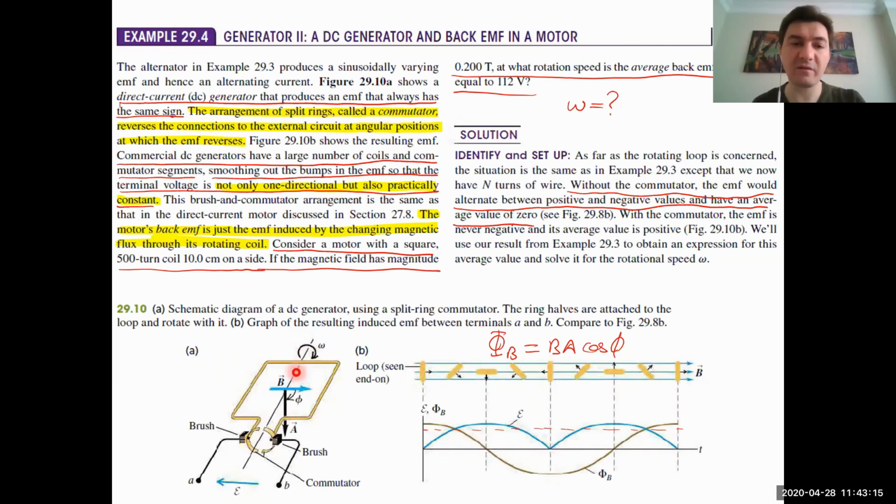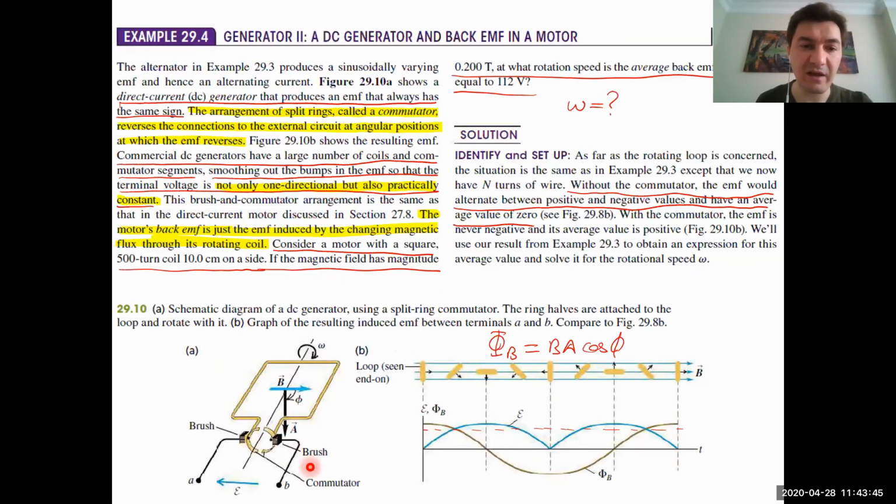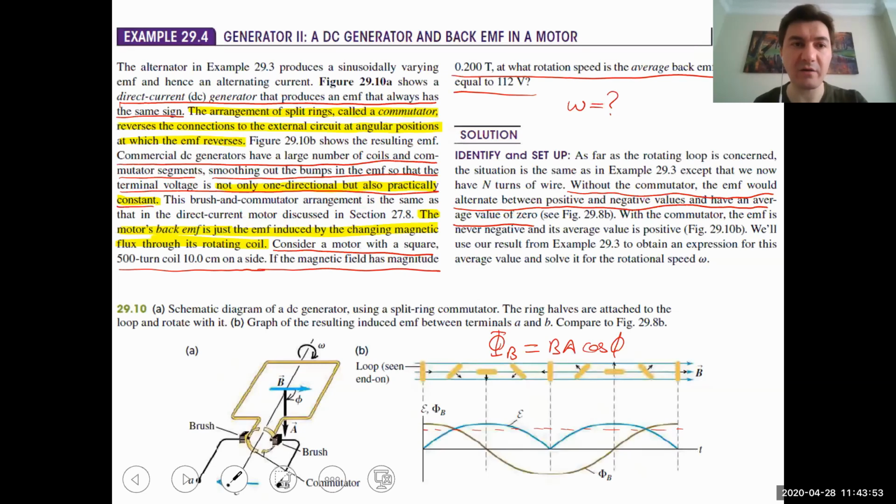So the speed of the loop is asked. So what is this angular speed or rotation speed? B is constant, the area of the loop is also constant. Only the angle phi changes by rotation. So we have already calculated EMF for that condition, but here we have N number of turns. Then we have N times omega B A sine omega t. We have calculated this one here.